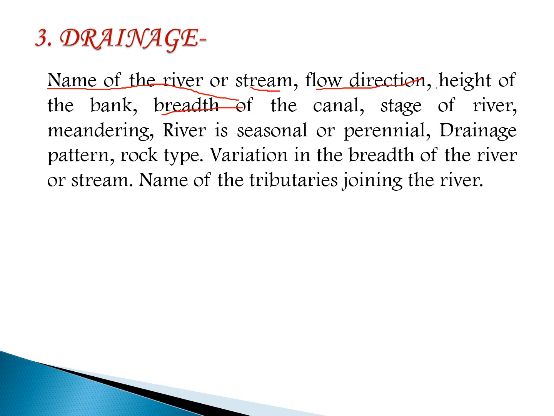If seasonal, it means only during rainy season it will flow, and it will be shown with the white color. And if it is perennial, throughout the year, if some water will be there, then it will be shown with the blue color. Then what type of drainage pattern it shows, whether it is dendritic, rectangular, trellis, radial, all these you can mention here. Then rock type also you will come to know by seeing the drainage pattern. So variation in the breadth of the river, if it is clearly visible you can tell. Then name of the river and tributaries which are joining the river you can show.